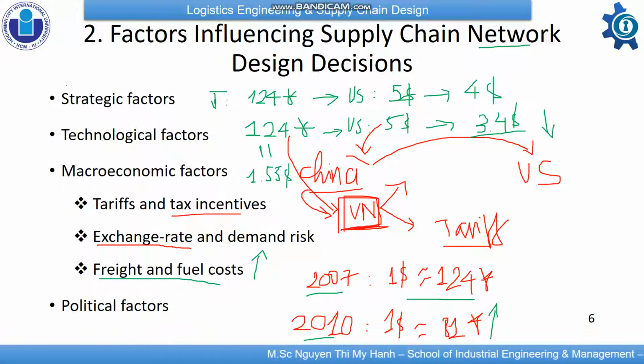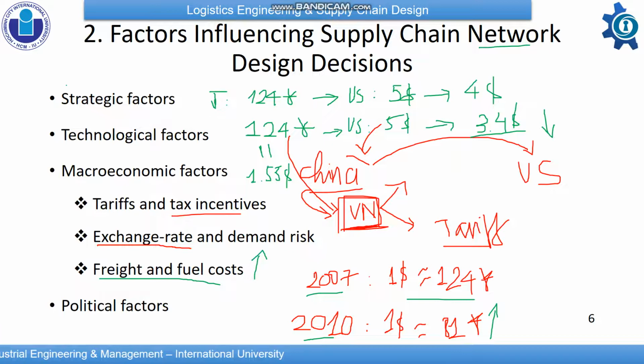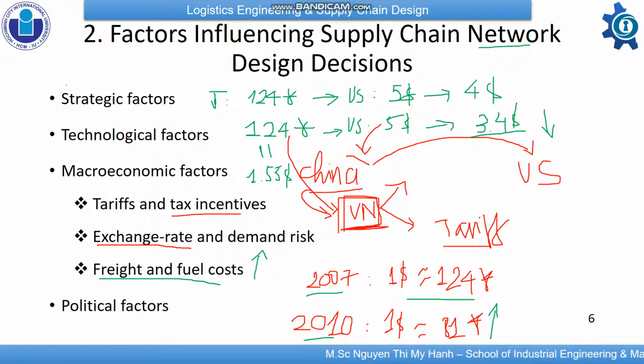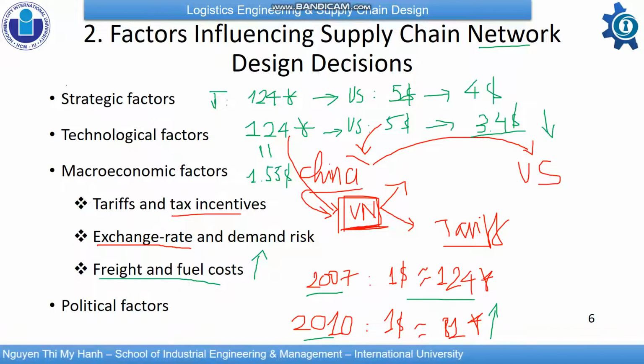And we will go to the next factors that affect the supply chain network design decision, that is political factors. So of course, when you want to locate your factory or your logistics center or your distribution center, you prefer to locate your facilities in a politically stable country, right? Where the rules of commerce and ownership are well defined.